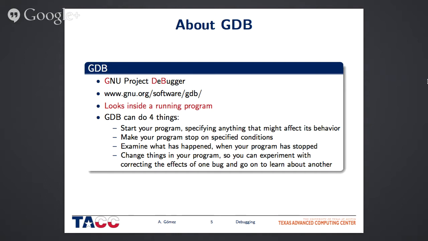Once the program has stopped, you can check what was going on. You can check the values of the variables at that particular time. You can inspect anything you want. And you're also able to change things in your program. So you say, for example, this variable has value 2 and it was supposed to have value 4. What happens if I change the value to 4 and I continue? Is the result the expected result or not? If it's not, you have something else to fix. So those are things you can do with GDB.